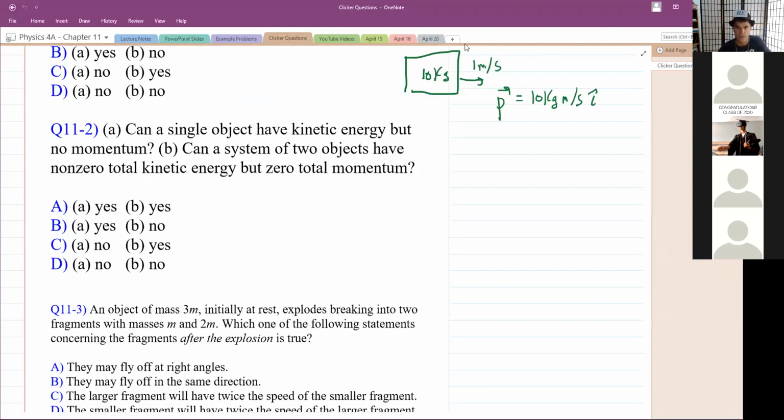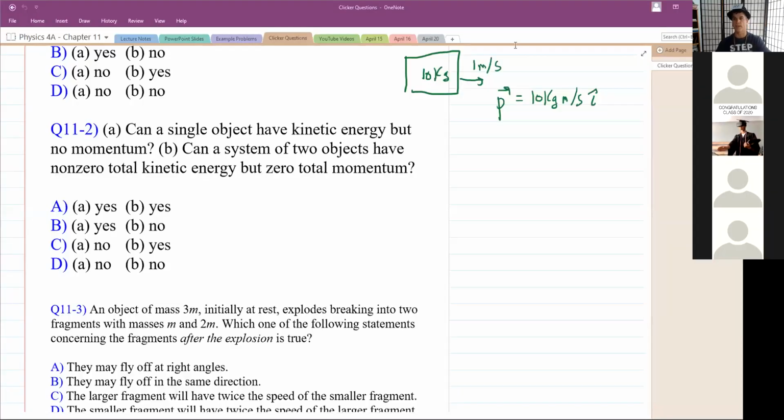So let me try this polling one more time. Polls, end polling, relaunch polling, continue. If I move this out of the way so I can see it, and then share screen again. Okay, now I can see it.